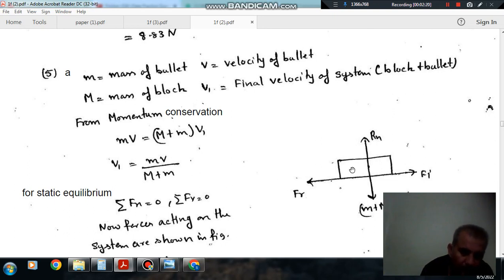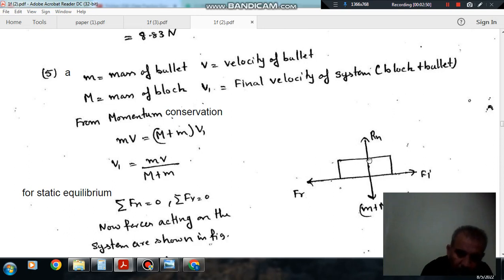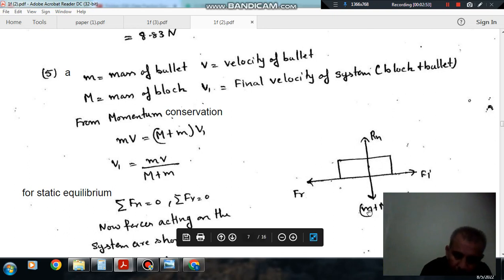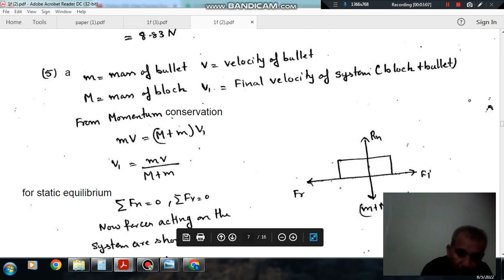at the start of the combined system. When this combined system starts moving on the frictional floor, there will be retardation in the system, in the block and bullet, and that retardation is due to the friction force. So when the block is moving on the floor, the forces acting on the block are the weight of the block, that is (M plus m) g, Rn, the normal reaction on the block due to the load, and F, the friction force acting on the block. So these three forces are acting on the block when the block is moving on the floor.